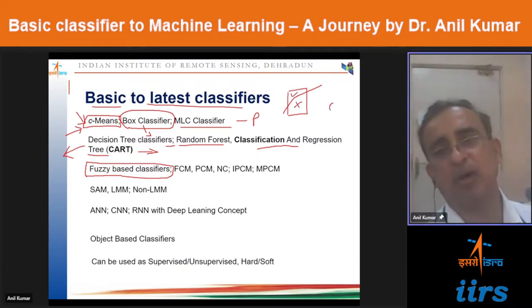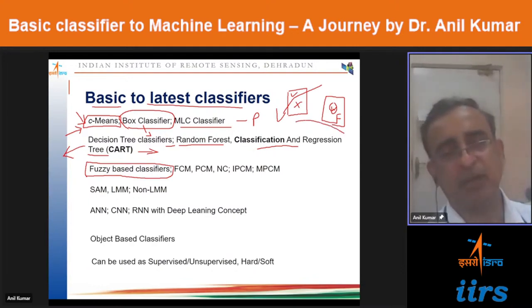Sometimes the class size is smaller and the pixel size bigger. So again, you will have a mixed pixel here, right? This is water and this can be forest. So due to these two causes, one is boundary representation, second is class size smaller than the pixel size, you may get mixed pixels. So how to handle these mixed pixels? We have to go for soft classification. And for that, the best solution is to go for a fuzzy based classifier.